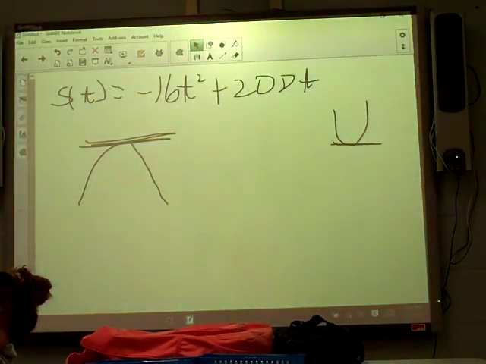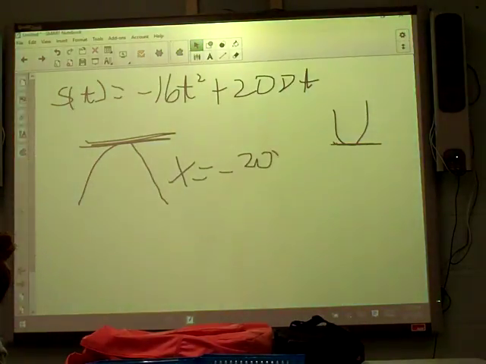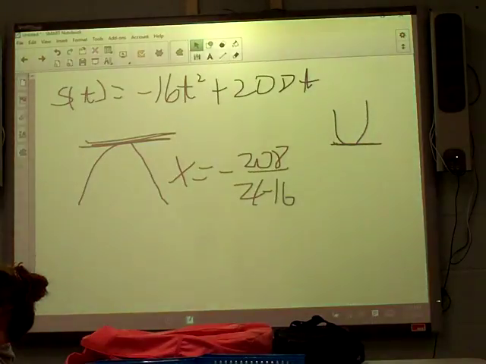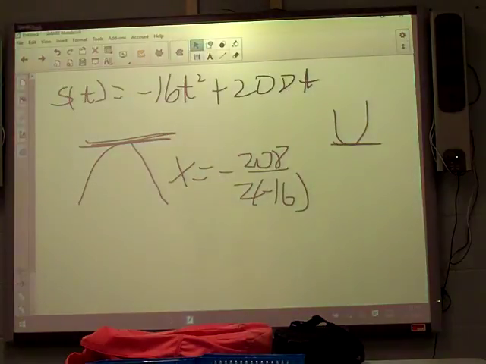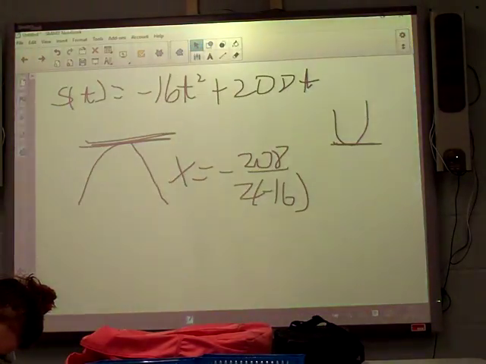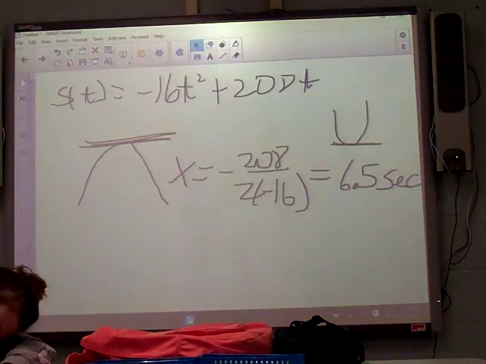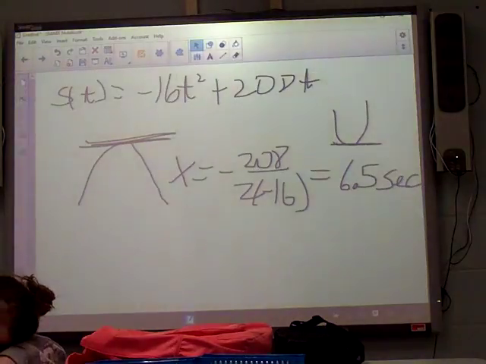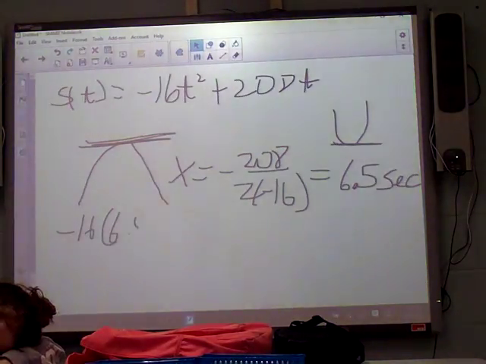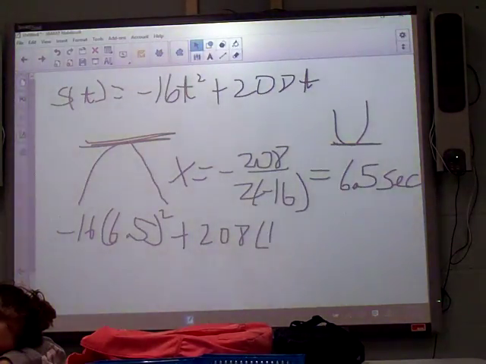All right, so to find how high this rocket's going to go, x equals negative b over 2a. Negative by negative is positive, so we have to figure out what 208 divided by 32 is. 6.5. That would be the seconds, how long it took to reach its maximum. So we plug that back in to figure out how high it was at 6.5. Negative 16 times 6.5 squared plus 208 times 6.5.